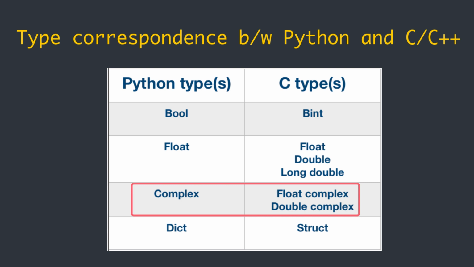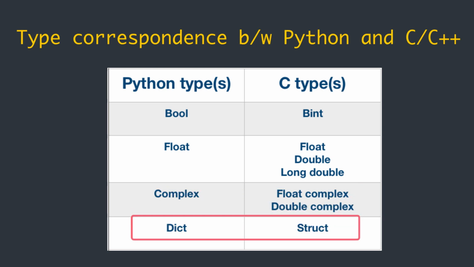The Python complex type is stored as a C struct of two doubles. Cython has float complex and double complex C level types, which correspond to the Python complex type. The C types have the same interface as the Python complex type, but use efficient C level operations. Another one is from Python dict to Cython's struct.